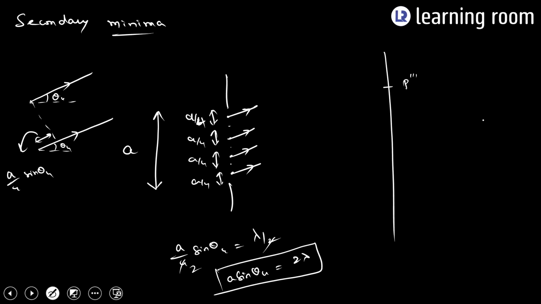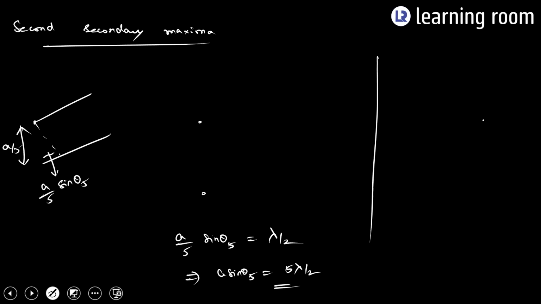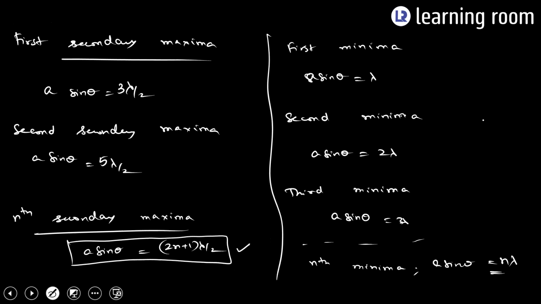You break it into 4 parts, and a sine theta came out to be 2 lambda. And for the secondary maximum, what happened? You broke it into 5 parts, and a by 5 sine theta came out to be lambda by 2, and a sine theta is equal to 5 lambda by 2. So like this, if you keep proceeding, you will have a generalized expression. For the first secondary maxima, a sine theta is equal to 3 lambda by 2. For the second, 5 lambda by 2. And for the nth secondary maxima, you have (2n plus 1) times lambda by 2.